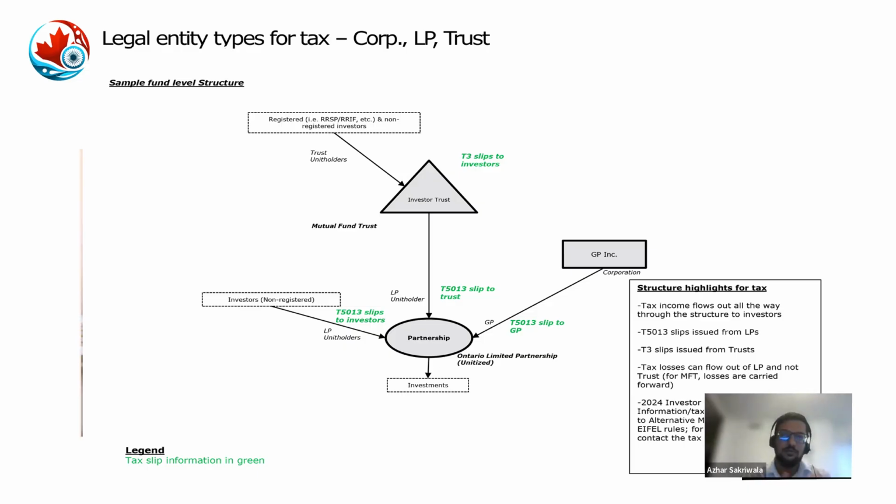Now, for a partnership, you have limited partners and also a general partner. As per the Ontario Limited Partnership regulation, every partnership needs to have a general partner. The general partner is the partner with unlimited liability, whereas limited partners have limited liability, which means that their liability to pick up losses, if any, is restricted to the amount of capital they have invested. But for the unlimited liability partner, which is the general partner, their liabilities are unrestricted.